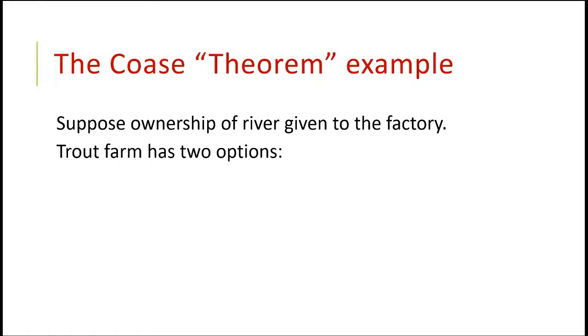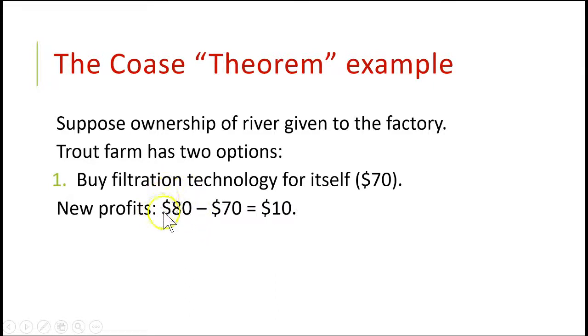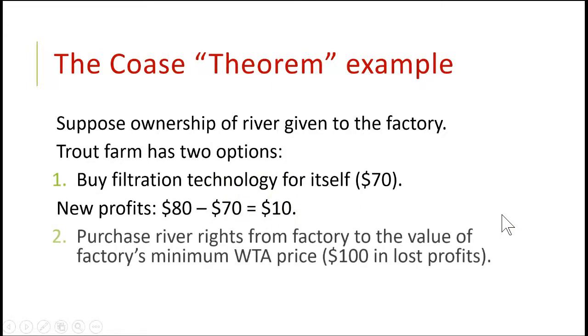Now, the trout farm has two options at its disposal when faced with this situation. Either it can buy filtration technology for itself, which will cost it $70. In that case, its profits will be $10, because with the filtration technology, it doesn't have to worry about the pollution. So it would make $80 profit, but it had to buy the filtration technology in order to filter the water. So that's $80 minus the $70 for the technology, leaving it with $10 profit.